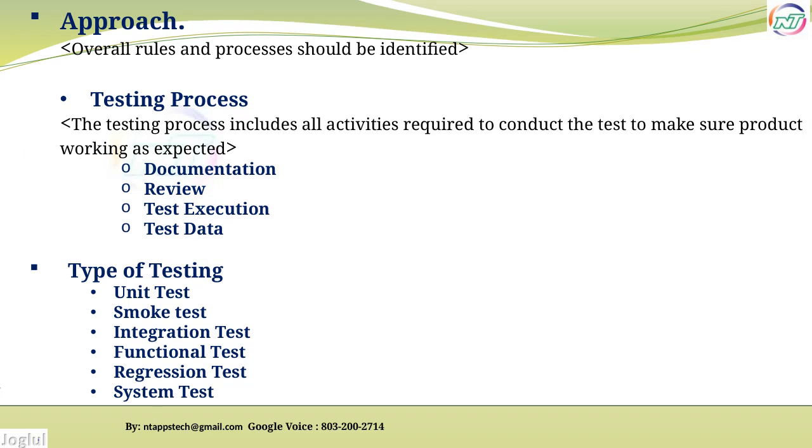In defining our approach to testing, it's important to establish clear rules and processes upfront to guide all activities. The testing process itself covers everything needed to verify that the product works as intended, starting with documentation that outlines what needs to be tested and how. We begin by reviewing requirements and design documents to identify potential gaps or issues. This is followed by preparing and executing tests while carefully managing test data to simulate real scenarios.